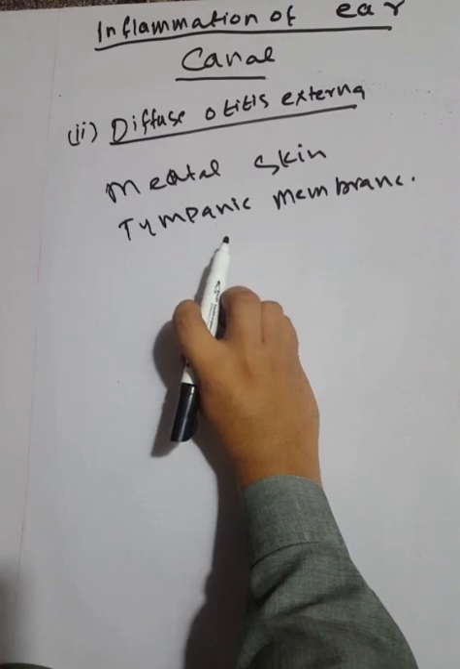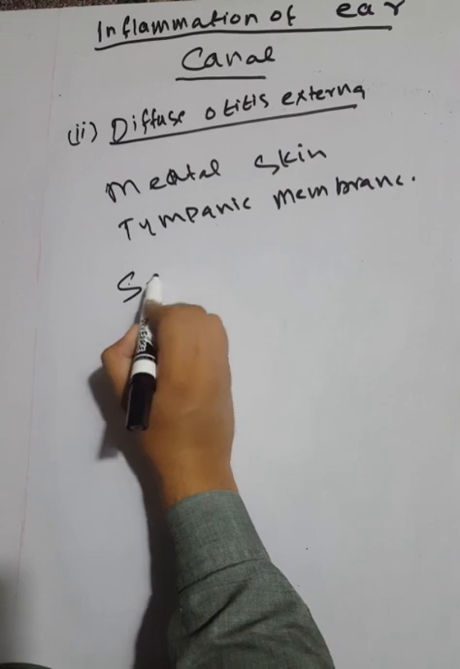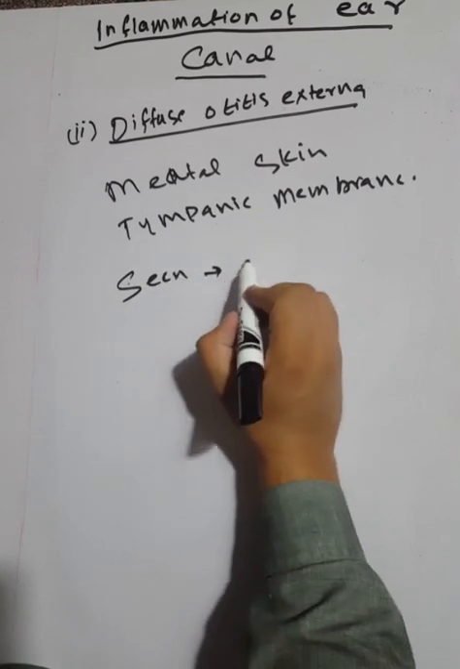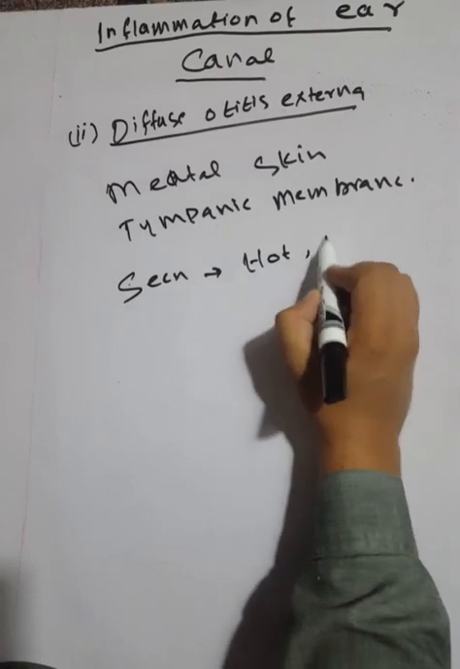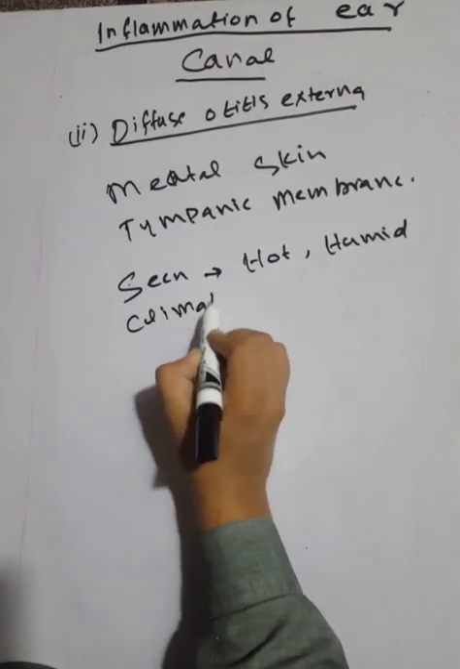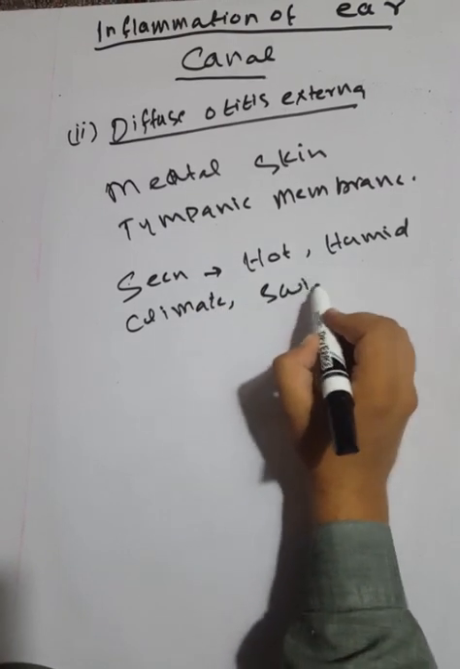The disease is commonly seen in hot and humid climates and in swimmers.